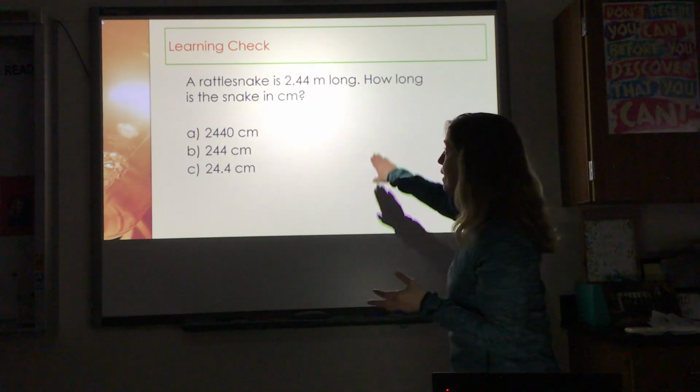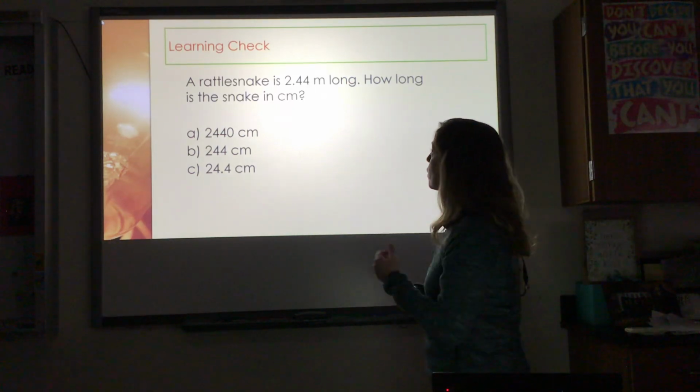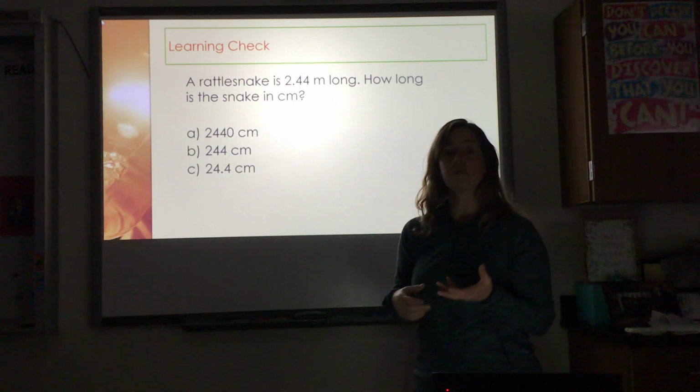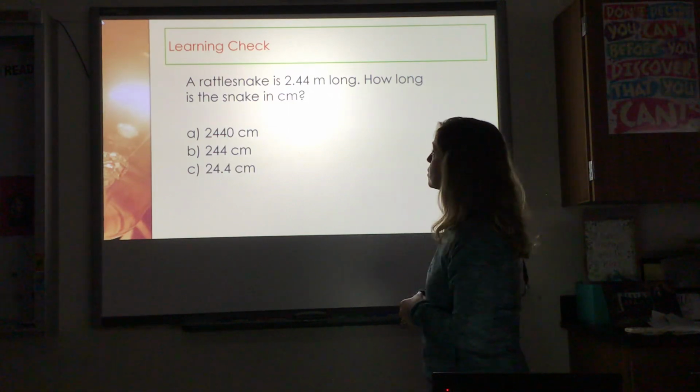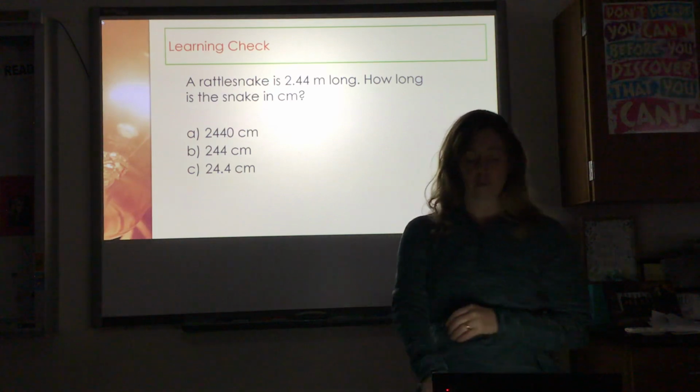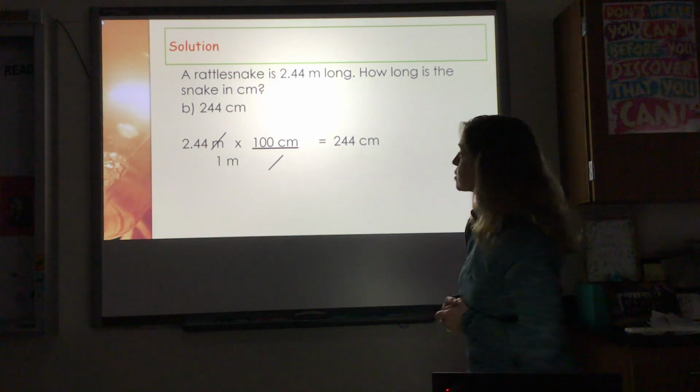So instead of dividing by 100 here, I would multiply by 100. So 2.44 times 100, I'm moving that decimal place 2 spaces to the right. So therefore I should have 244 centimeters, which was B. And let's check our answer to see if we did this correctly.